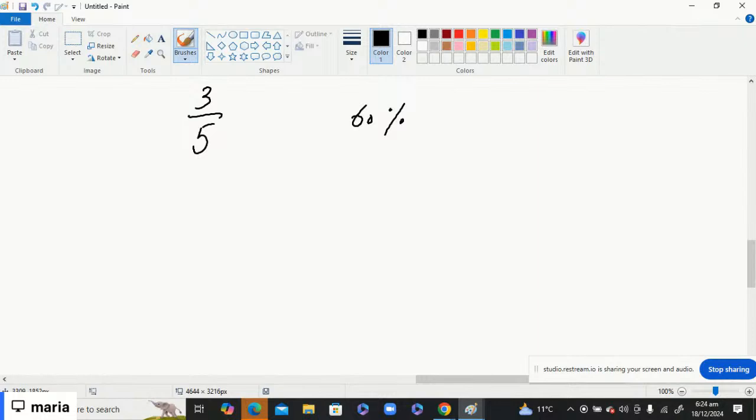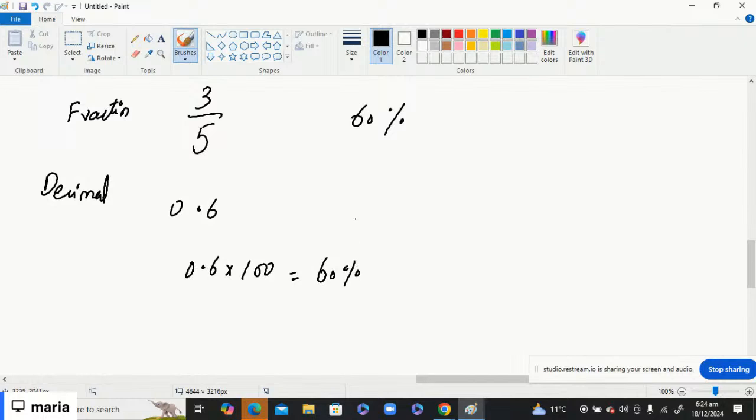So 3 divided by 5, that is 0.6. Now this is fraction to decimal. Now decimal times 100. This is 60%, and here is also 60%, so these both are the same.